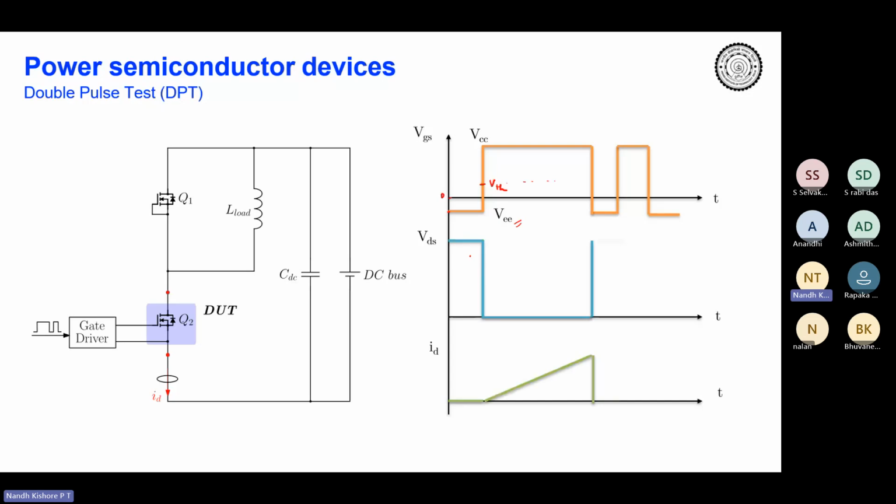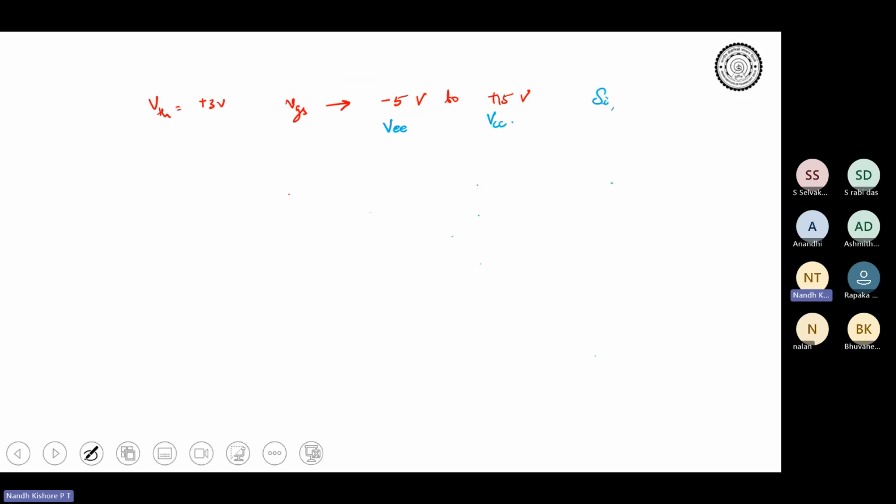But the point, to answer your question: generically, I was mentioning that V threshold is just +3 volts, right? And typically, we drive VGS between -5 volts to +15 volts, correct? Where -5 volts corresponds to VEE and +15 corresponds to VCC, right? And this is mostly the case for silicon carbide devices or even IGBTs.